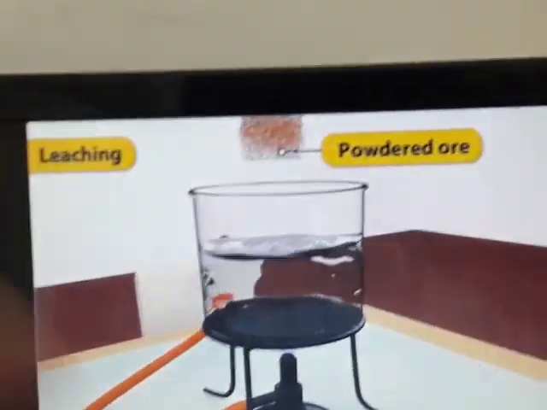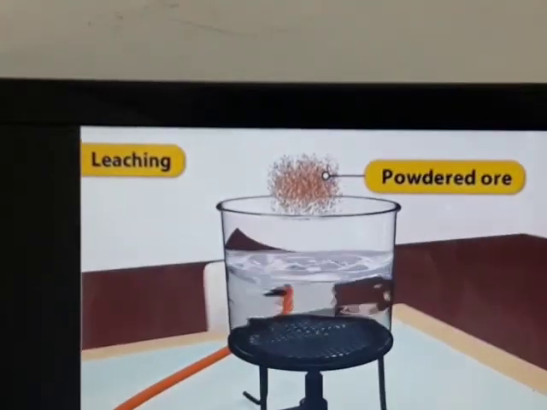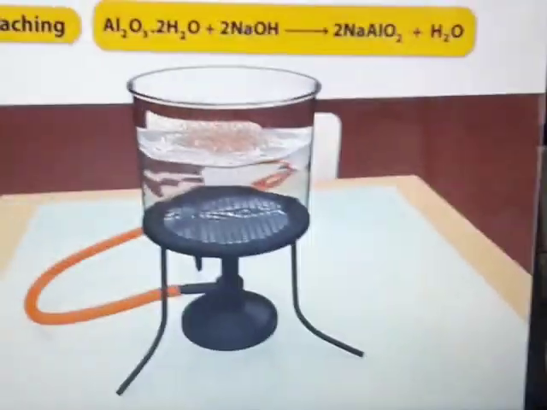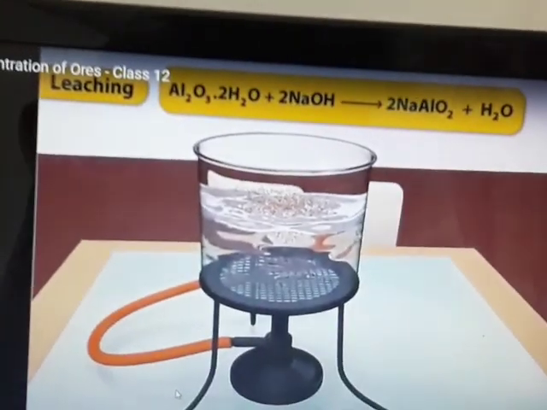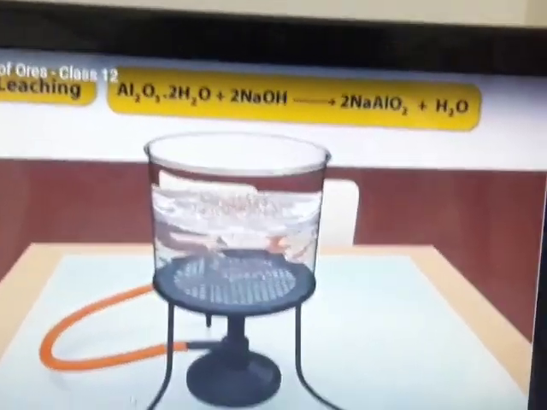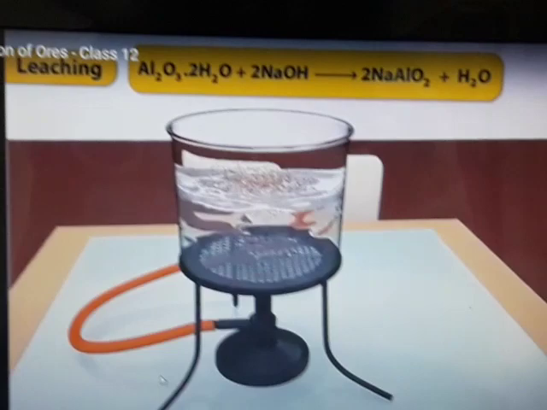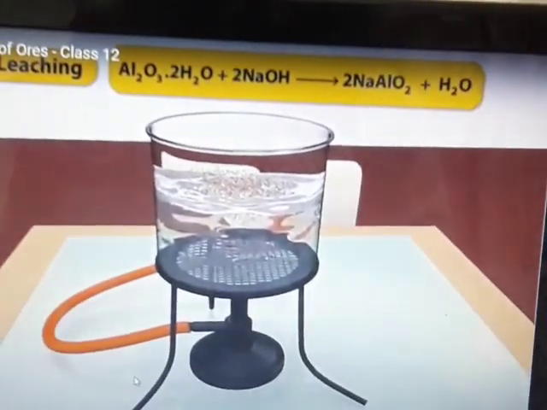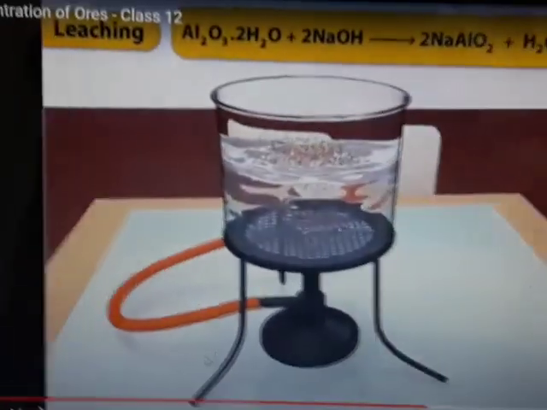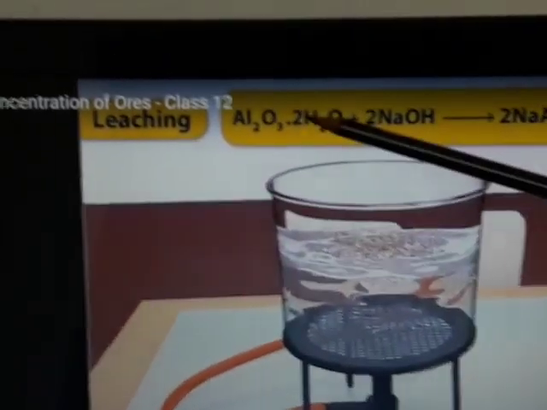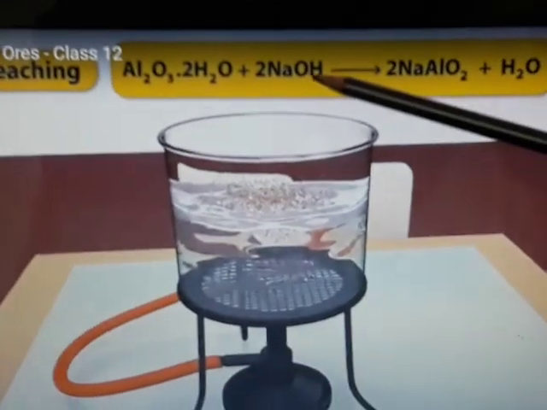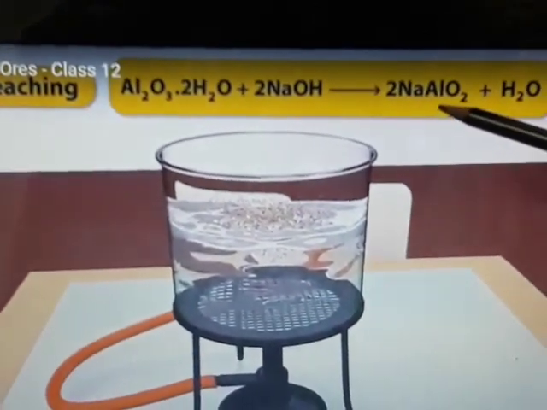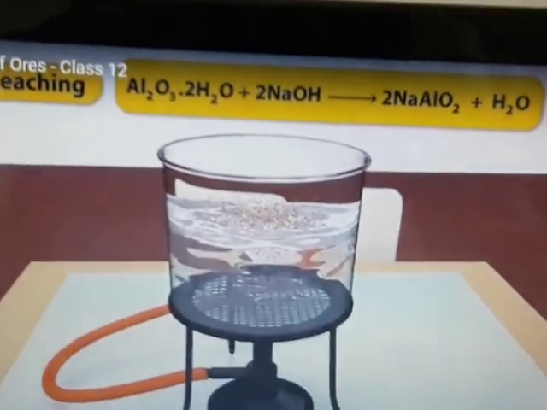And the next method is leaching. Leaching is generally made use of for metals like gold, silver, aluminium, etc. Here we shall be understanding the process of leaching with the help of aluminium ore, that is the bauxite ore. Bauxite ore, here this one, children, is mixed with concentrated aqueous sodium hydroxide, which will form sodium aluminate, and water will be left behind.